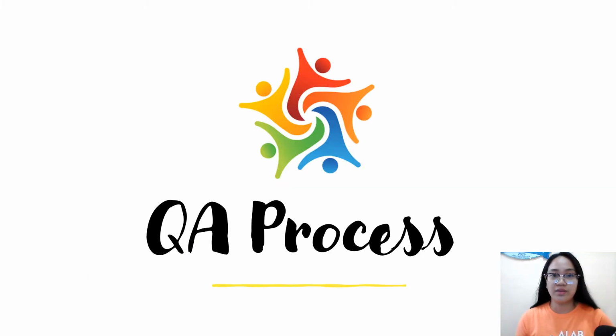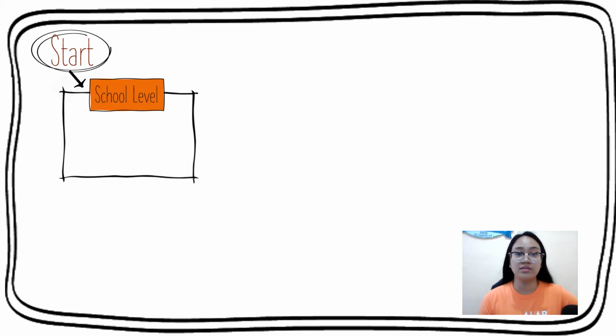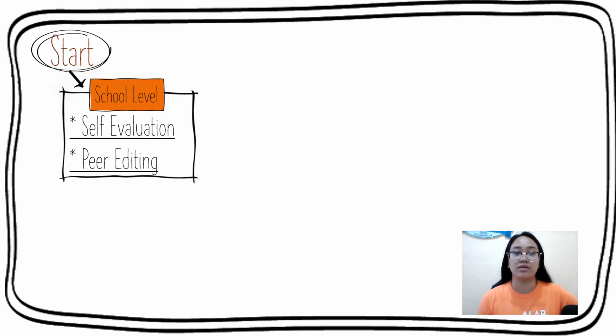Let us proceed with the quality assurance process. So, how will your LAS be evaluated? Let's have a flowchart for a comprehensive presentation of the process. We'll start with the school level. After the writing process, the writer will have to assess their own learning activity sheet through accomplishing the self-evaluation tool. So, what does this evaluation tool contain?